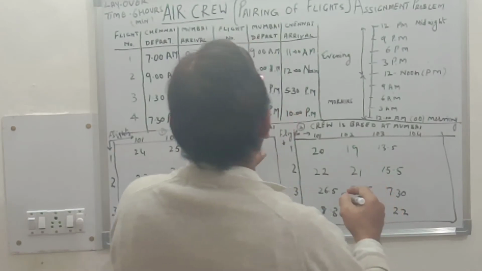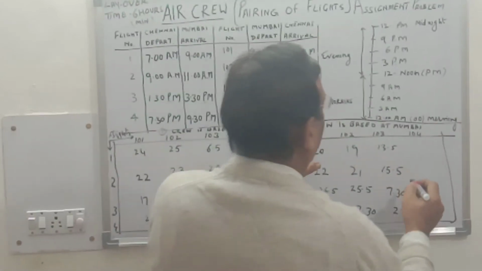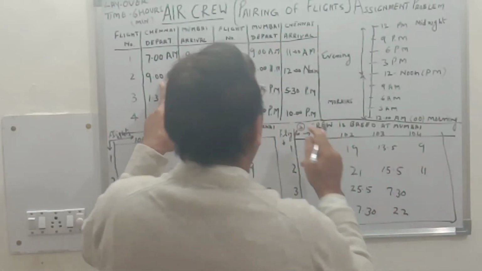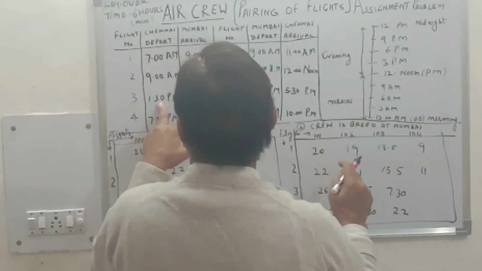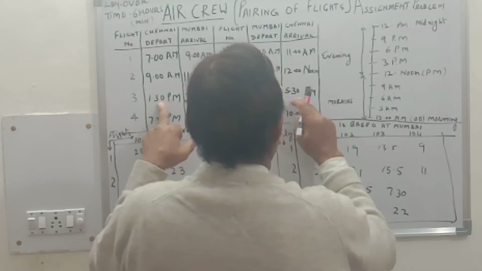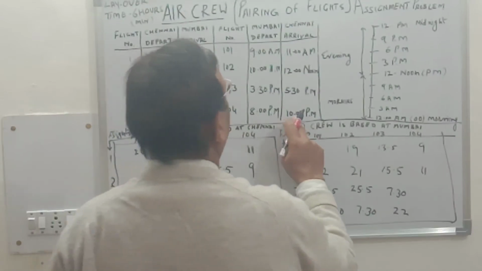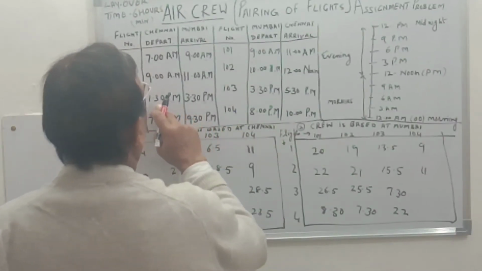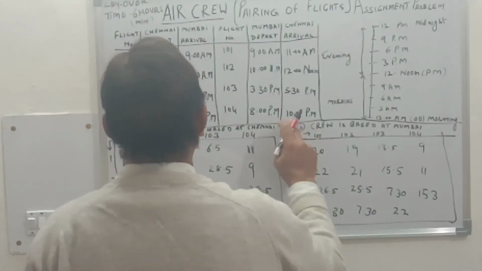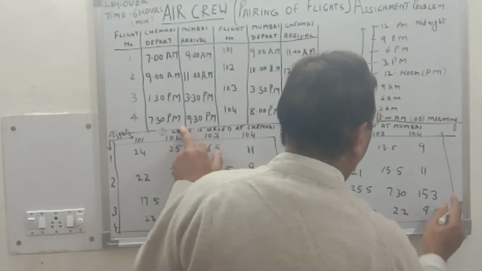Now flight number 104, arrival in Chennai is 10 p.m. Depart at 7 a.m. 10 p.m. to 9 p.m. is 11 hours. 10 p.m. to 1:30 p.m.: 12 p.m. to 1:30 p.m., 10 p.m., 2 plus 12, 14, 15.5, and 10 p.m. to 7:30 p.m., 2 plus 9.5, it is also 5.